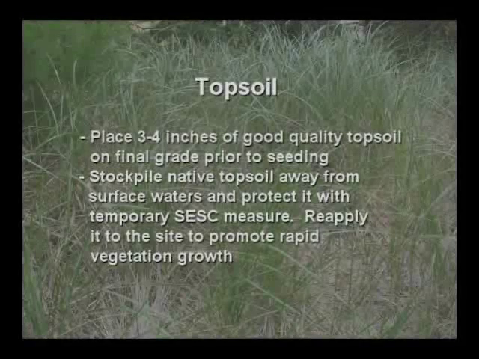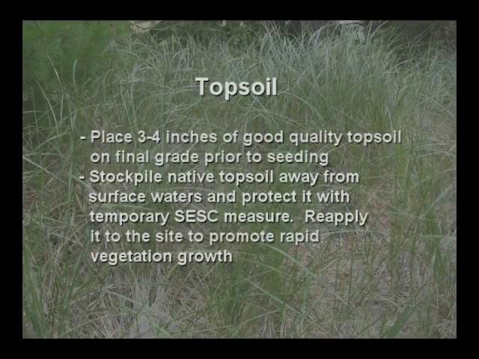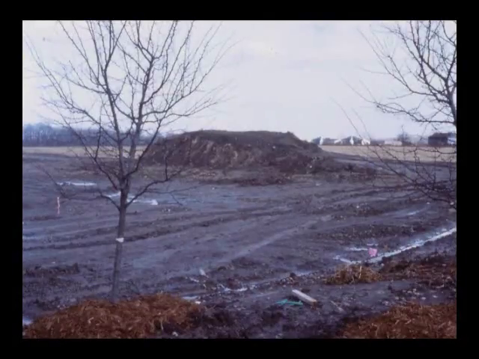Before seeding and mulching, topsoiling may be necessary. Topsoiling involves placing 3 to 4 inches of good quality topsoil, free of large clods and stones, on the final graded subsoil surface before preparing the seedbed. Native topsoil should be stockpiled away from surface waters, protected with temporary SESC measures, and reapplied to the site to promote rapid vegetative growth.